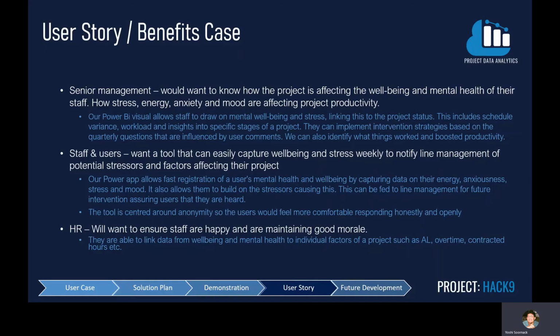In terms of senior managers, our Power BI visual allows staff to draw on mental well-being and stress and how this links to project status. We can look at things such as schedule variance, workload, and give insights into specific stages of a project. From here, management can then implement intervention strategies to help improve project productivity. In terms of staff and users, we wanted it to be easy for them to register their well-being quite quickly. So the Power App itself is quite easy to use, and it allows us to capture various aspects of their well-being.